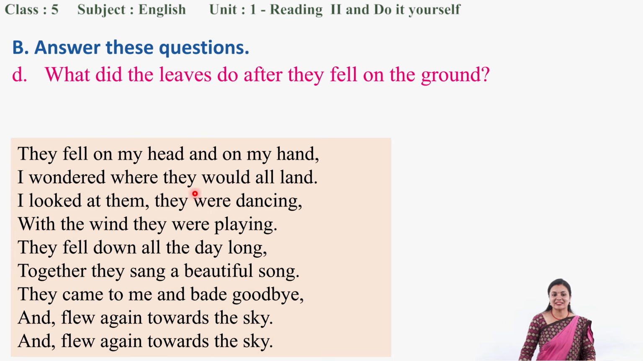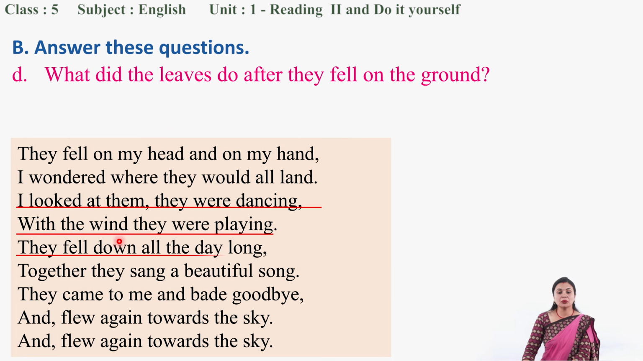Okay. So that's good that it is given here. I looked at them, they were dancing, with the wind they were playing. They fell down all the day long. So when they fell down, what happened? They were dancing, they were playing, isn't it? Yes. So how do you write the answer?